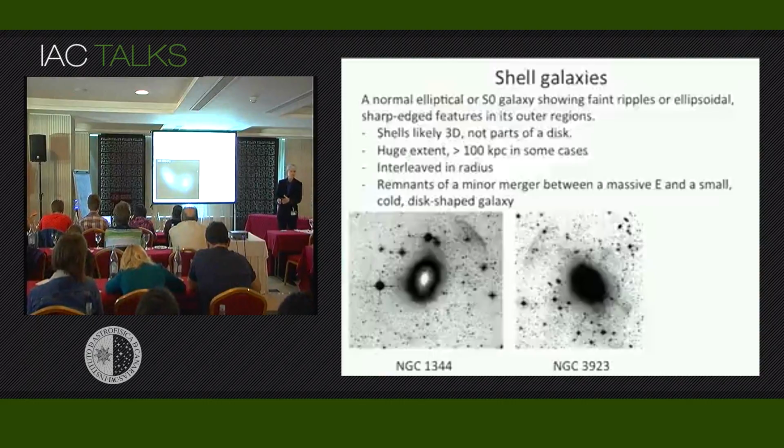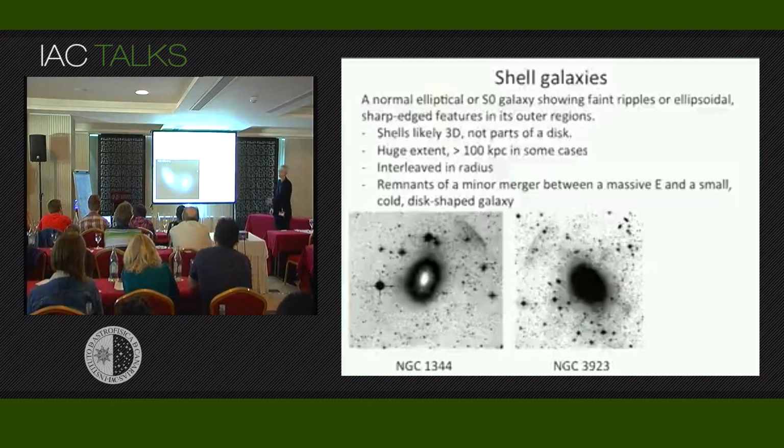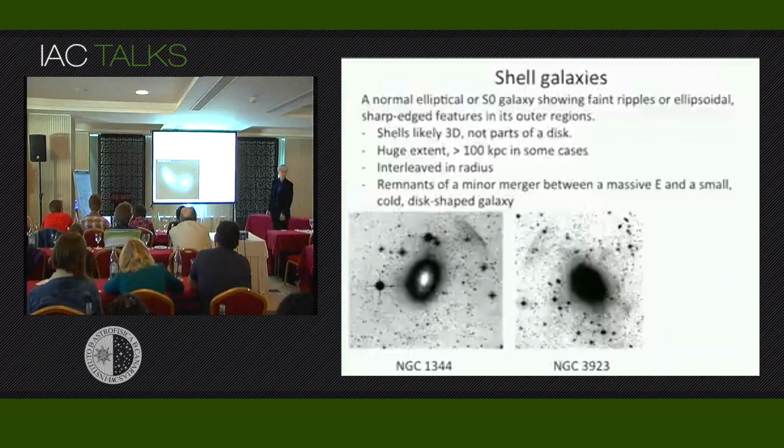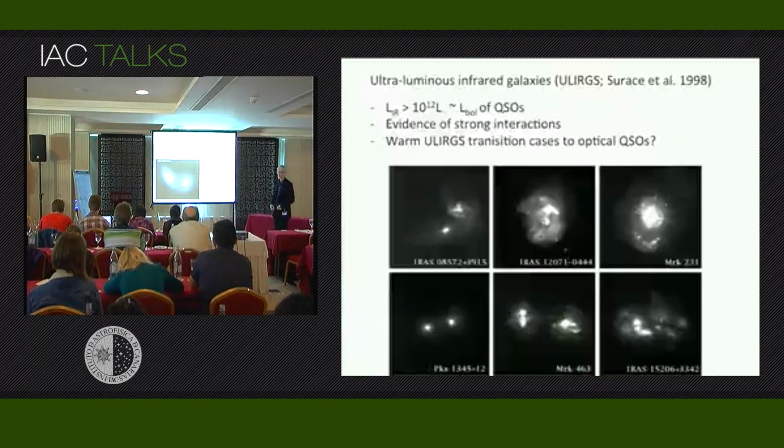When you call these features shells, you're imposing an interpretation on them, a 3D interpretation. And Francois Schweitzer didn't like that term. So he says, let's call them ripples instead. That's why I have back here shell ripple galaxies, so that you don't get too biased in a view of what exactly they are, what their shapes actually are. So he prefers ripples, but they're often called shell galaxies.